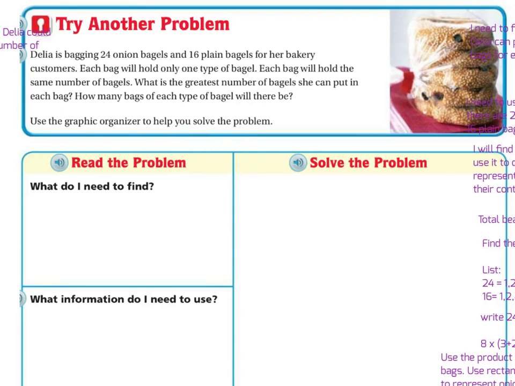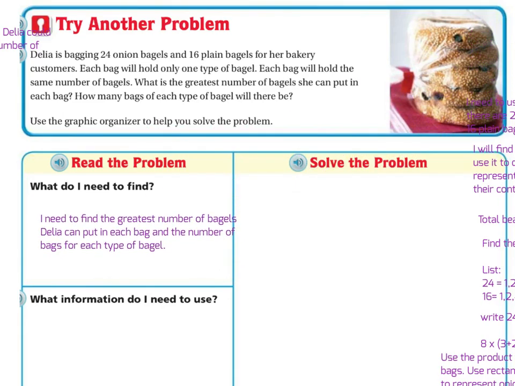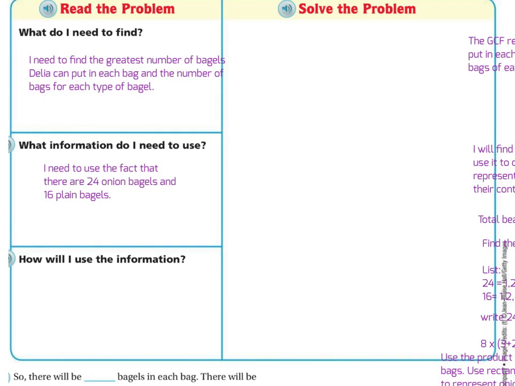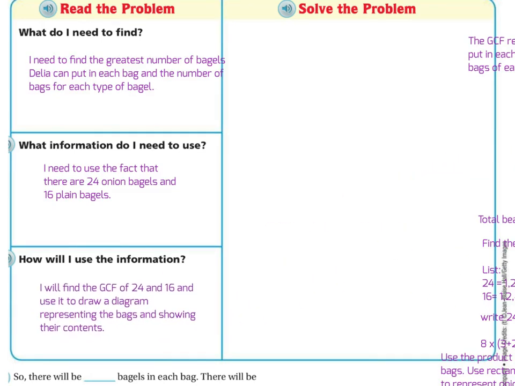So first of all, what do I need to find out? Well, I need to find out the greatest number of bagels that Delia can put in each bag and the number of bags for each type of bagel. What information do I need to use? Well, I need to use the fact that there are 24 onion bagels and 16 plain bagels. How will I use this information? Well, I'll find the greatest common factor of 24 and 16, and then I'm going to use it to draw a diagram representing the bags and showing the contents. So let's solve the problem.